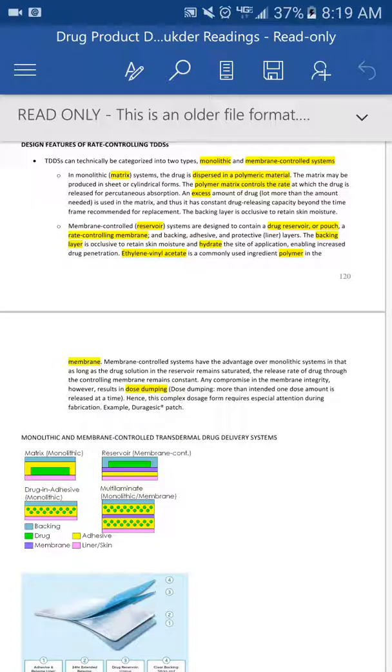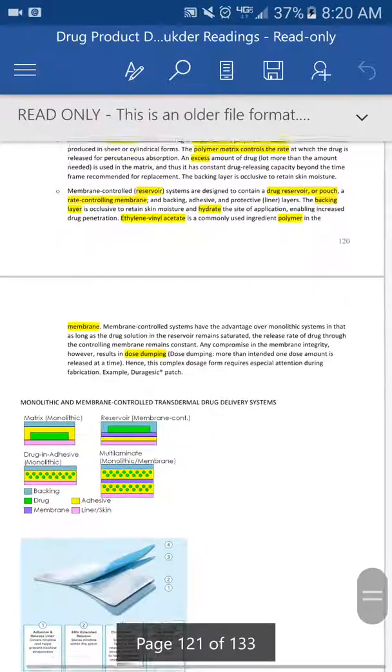So you don't want to keep it on until all the drug's gone, so you're actually going to throw away some drugs. So keep in mind that in a monolithic matrix system, once you're done with the dose, it doesn't mean that there's not a dose left in that. So if it's a controlled substance, people abuse this. An excess amount of drug is used, and thus it has a constant drug release capacity beyond the time frame recommended for replacement. The backing layer is occlusive to retain skin moisture and ensure one-way flow.